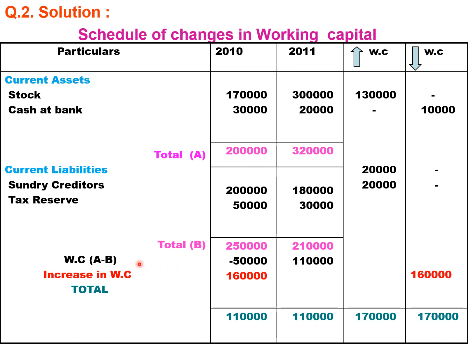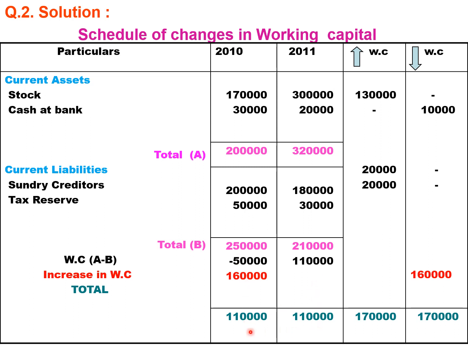So working capital formula, students, is current assets minus current liability. 2 lakh minus 2,50,000, you get negative working capital of minus 50,000. So current liabilities are more, current assets are less. Therefore, it results in a negative working capital of minus 50,000. And for the current year 3,20,000 minus 2,10,000, you get positive working capital of 1,10,000. So as you do the balancing figure in accounts, total 1,10,000, put the total for the last year.